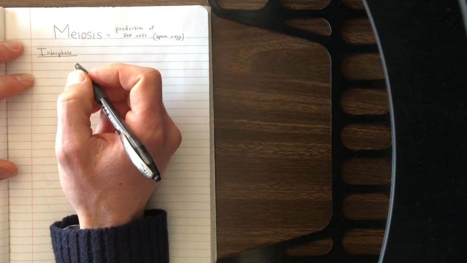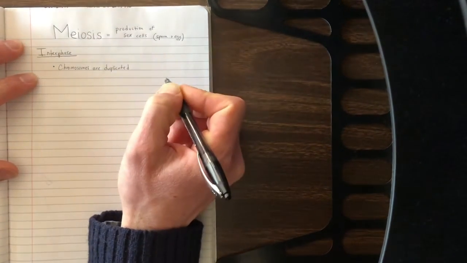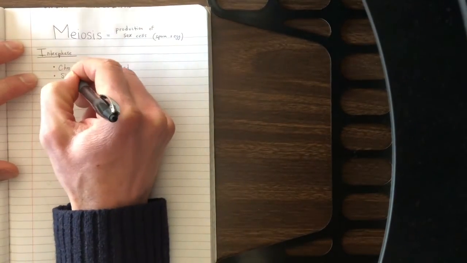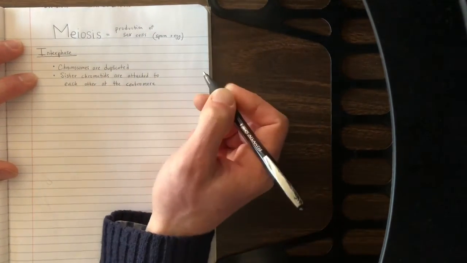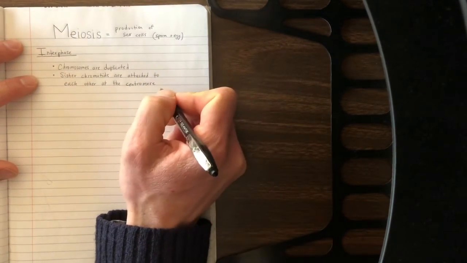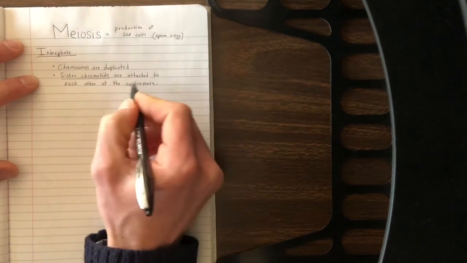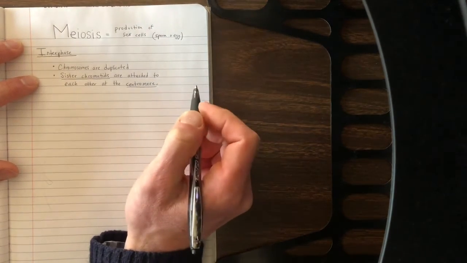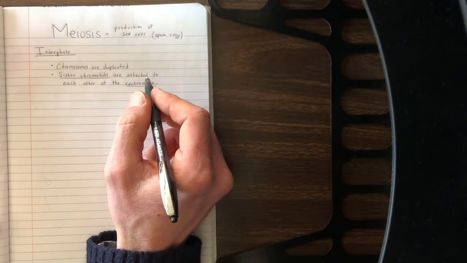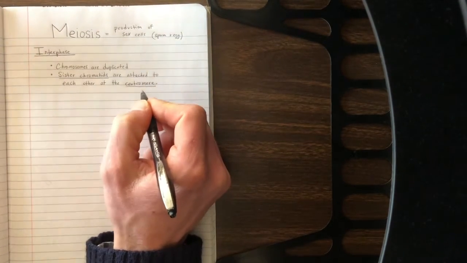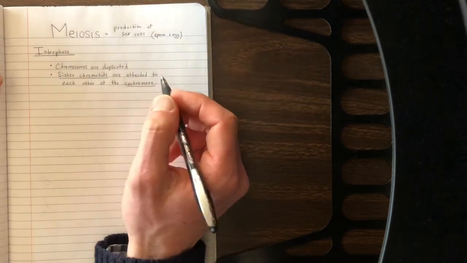We're going to highlight three parts of interphase that are important. Chromosomes are duplicated. Sister chromatids are attached to each other at the centromere. I'm going to underline some vocabulary terms that are new to us but are in our meiosis vocabulary foldable. So our sister chromatids are identical copies of a chromosome that are attached by a centromere, and that centromere is the center region that joins two sister chromatids.